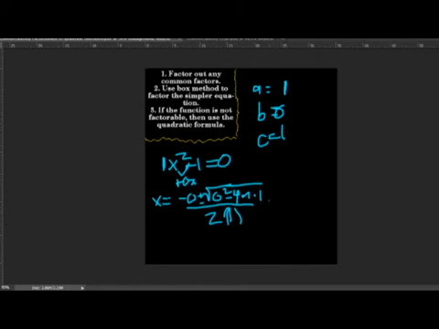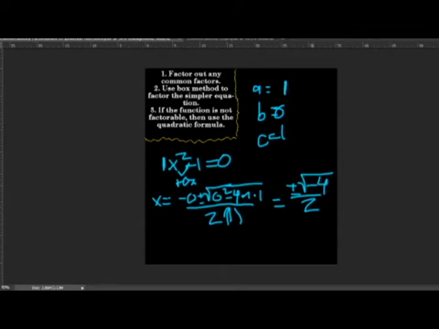Alright, cool. Now, I'm going to simplify that. So negative 0 is 0. So we end up with plus or minus the square root of, 0 squared is 0, so we now have 4 times 1 times 1 is 4. But there's a negative, so that's the square root of negative 4, over 2 times 1, which is 2.